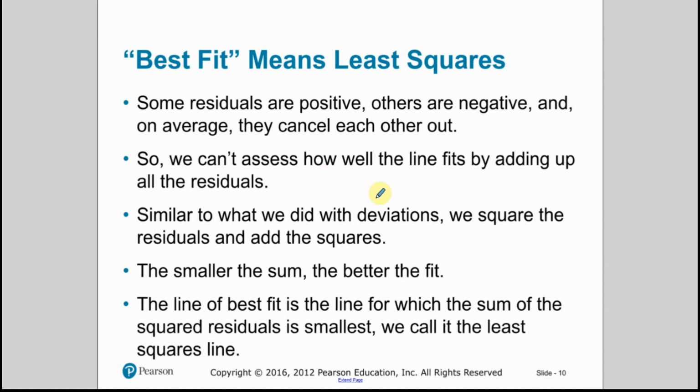Kind of like with standard deviations, where the same thing happens, we're going to square the residuals and then add the squares. And then as it says here, the smaller the sum, the better the fit. So the smaller the residuals are as a total, the better that line fits, the closer that line comes to all the points. We want the one with the smallest residual sum, and it's called the least squares line, the line of best fit.